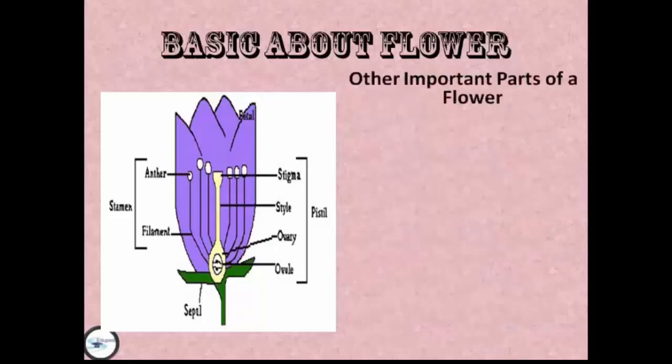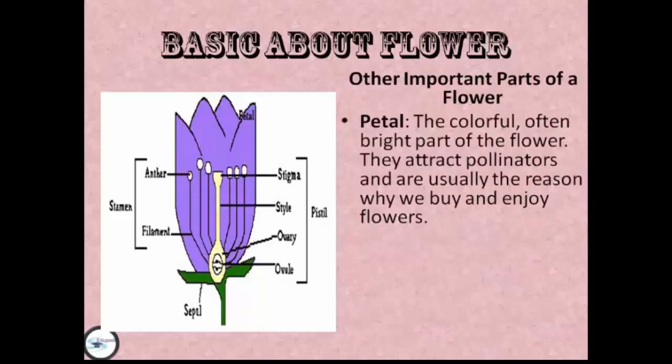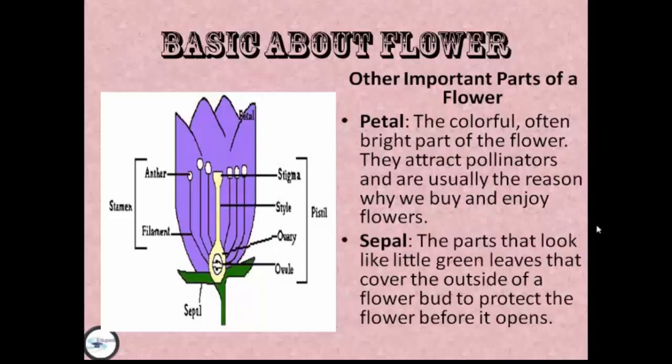And the other important parts of a flower, we have the petal and the sepal. Petal is the colorful, often bright part of the flower. They attract pollinators, and they are usually the reason why we buy and enjoy flowers. The second one, we have the sepal. The parts that look like little green leaves that cover the outside of the flower bud to protect the flower before it opens.